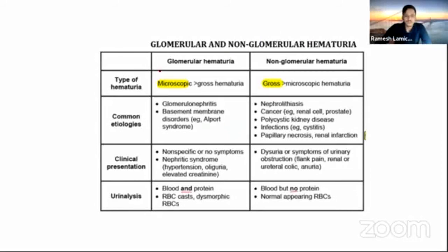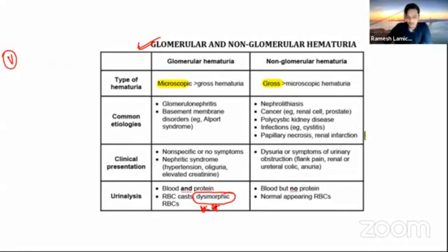There is a very important question they can ask you: what is the most important thing that can differentiate between glomerular and non-glomerular hematuria? Urine analysis is important. What will you say? You will say dysmorphic RBC. This is very important; it can differentiate between glomerular and non-glomerular hematuria.